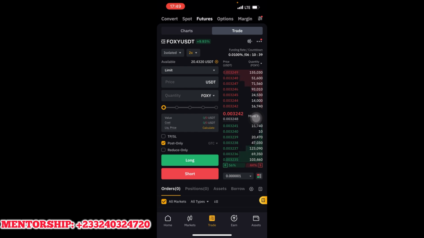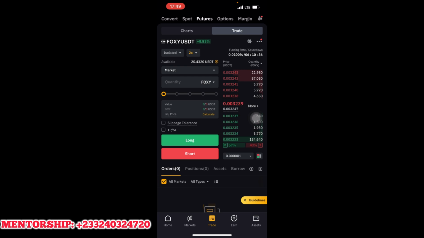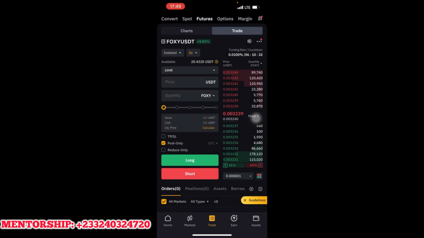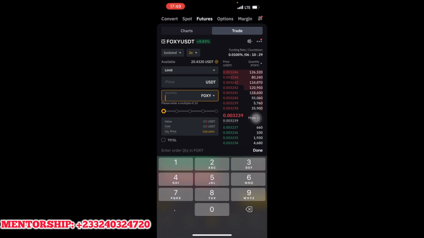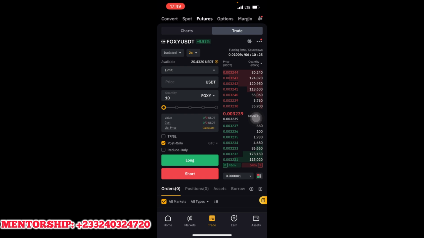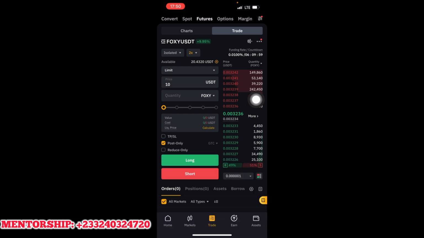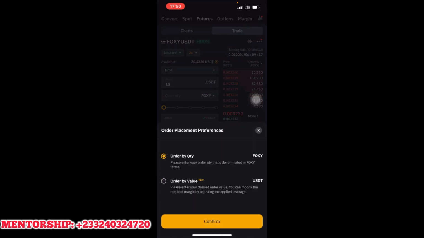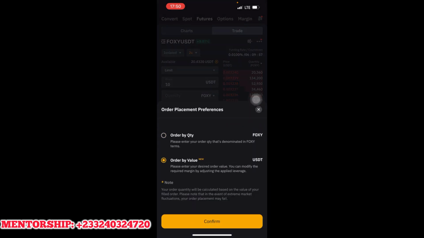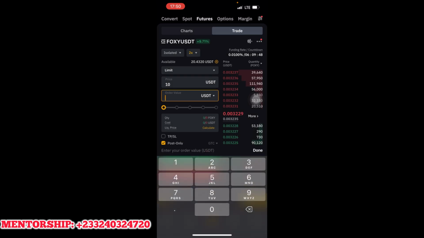You see that with the limit and market here, the price will be off and the quantity will be there. So I'll set it to limit, and here I will choose 10. It means I want the quantity of $10. Over here, this is what people don't understand. Let me show you something. The price here is your entry. The price over there is the entry, and the quantity is the amount. So you can set, let's say, order by value to USDT.